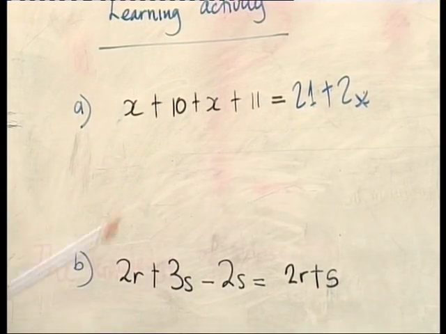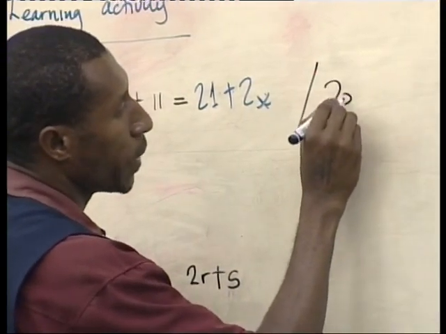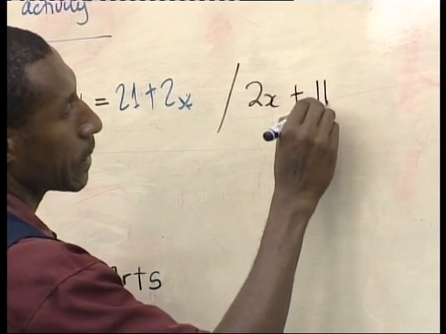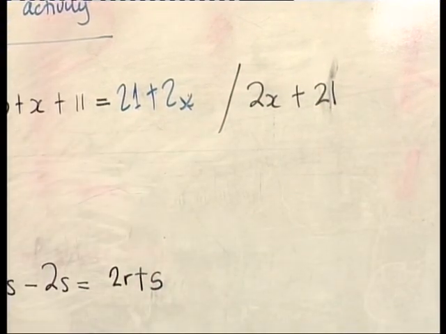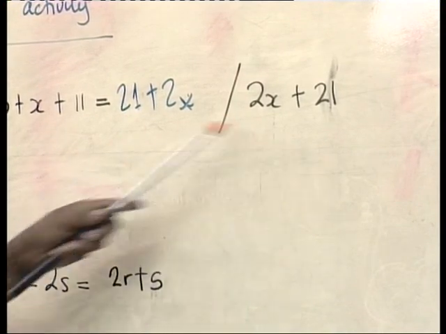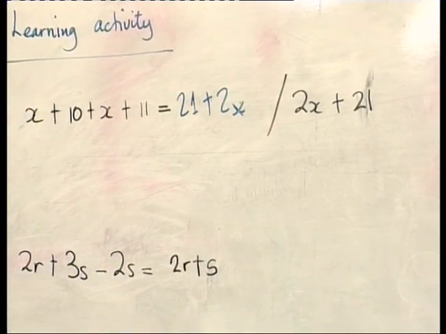Or you can have it as 2x plus 21. Either of these ways, the answer is still correct. Okay.